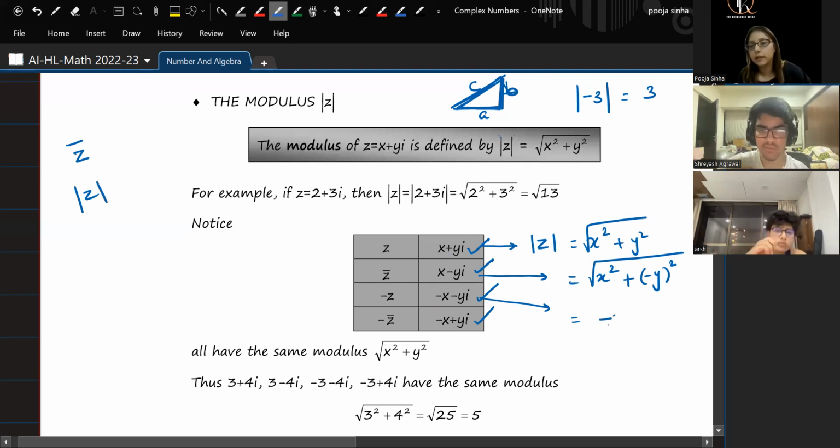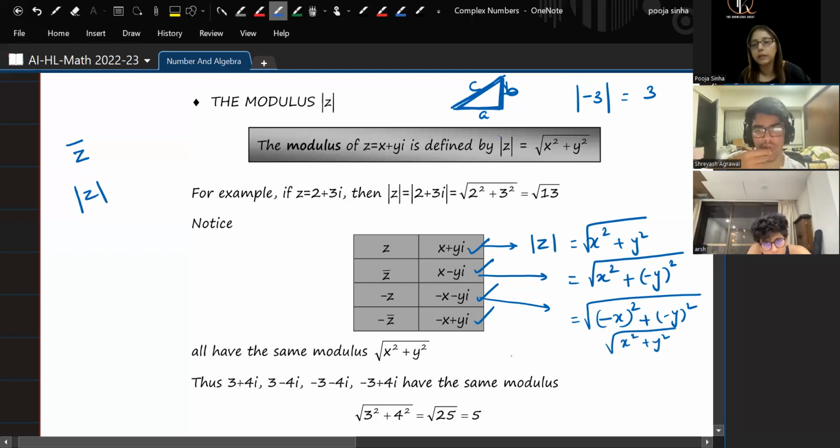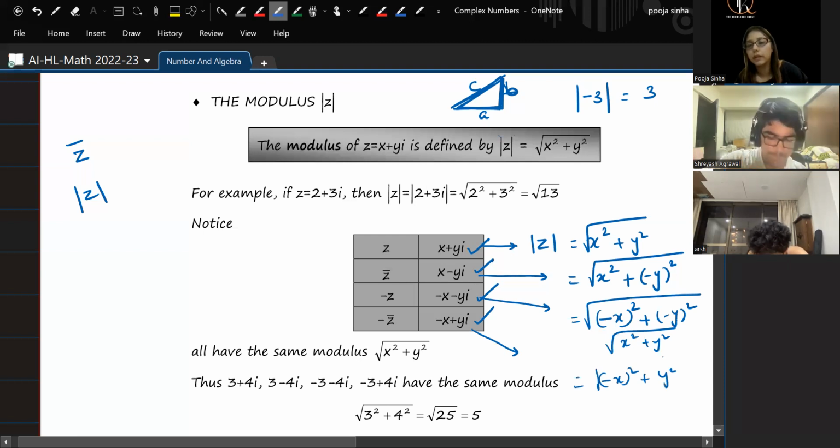Minus x whole square plus minus y whole square, which eventually becomes x square plus y square. What about the fourth one? Minus x whole square plus minus y whole square under root. Eventually, even this becomes x square plus y square.